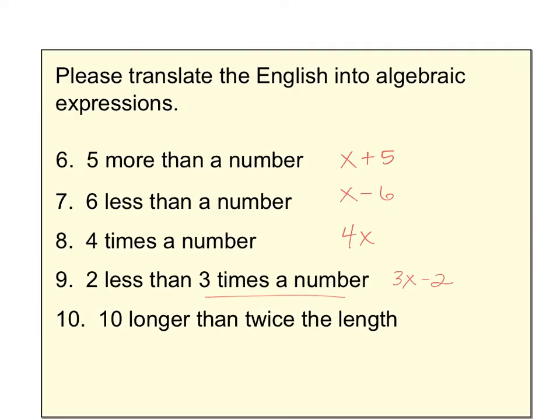Number 10. 10 longer than twice the length. Do twice the length first. So that'd be 2 times some number. And then 10 longer than that. So there we have 10 longer than twice the length. And again, you might have used L for length, and that is great.